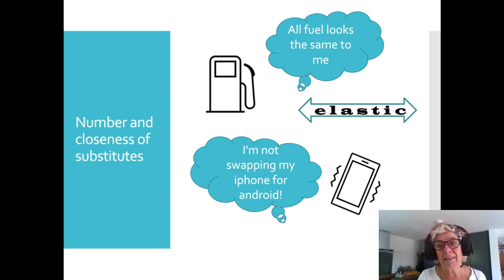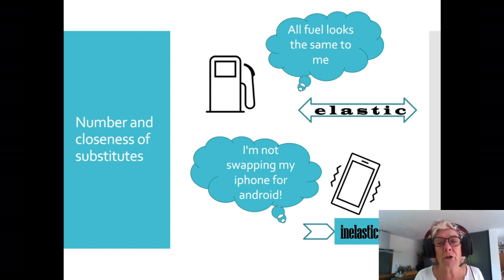On the other hand, if the price of Android phones fall, will you all stop buying your iPhones? Probably not. So demand tends to be inelastic for goods like this that don't have very close substitutes. There are substitutes for phones, but they're not that close. We're quite loyal, especially to iOS or Android.